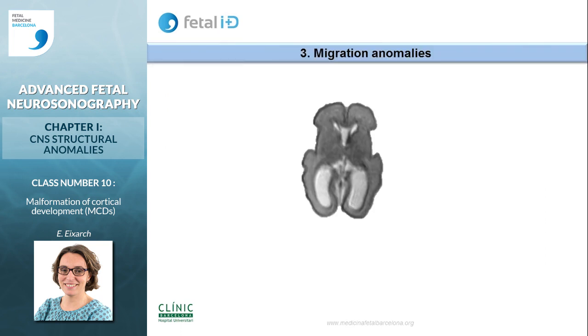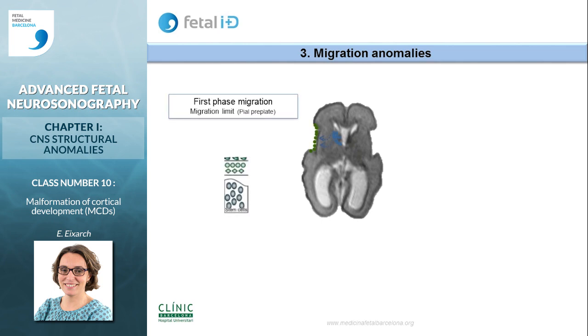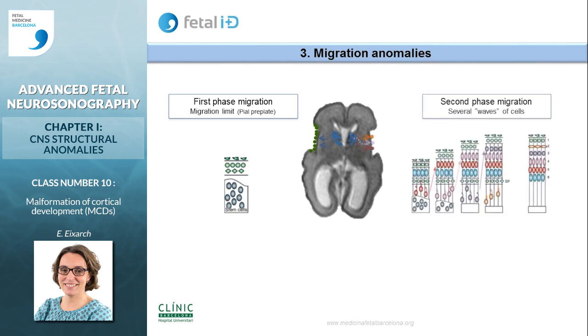Now we will talk about the migration anomalies. The migration of the neurons proliferated in the periventricular area is produced in 2 phases. In the first phase, the migration produces the migration limit, called Pial-Pripyat, and the second phase of migration has several waves of cells that will produce the layers of the cortex until 6 layers are formed.